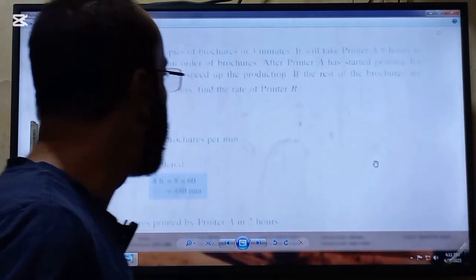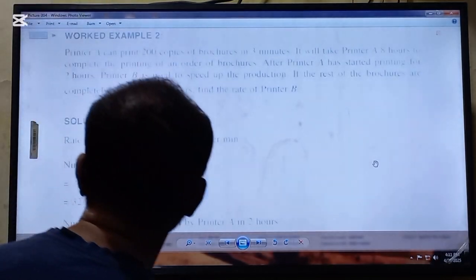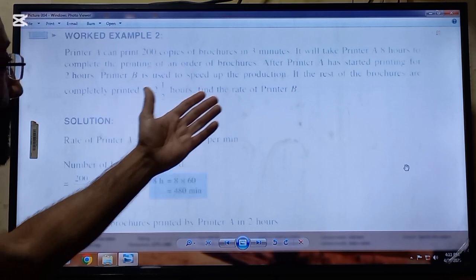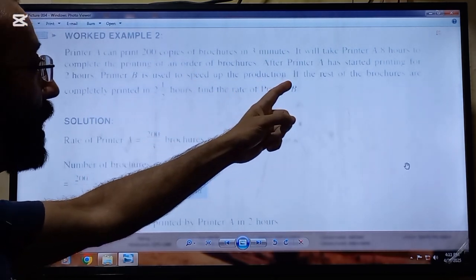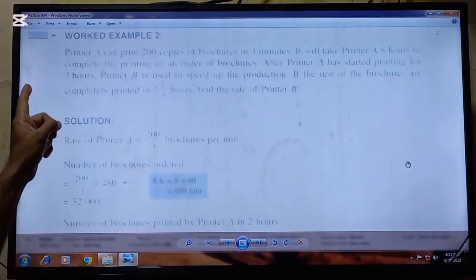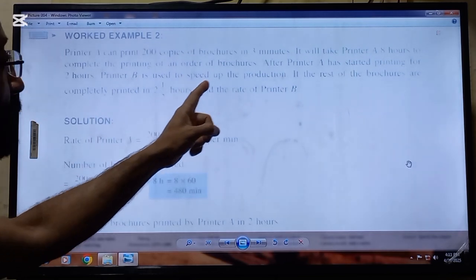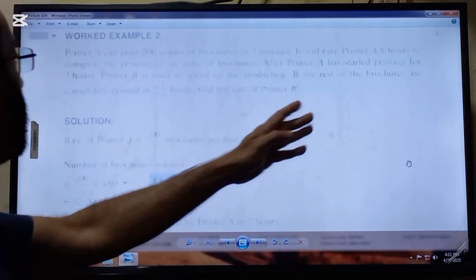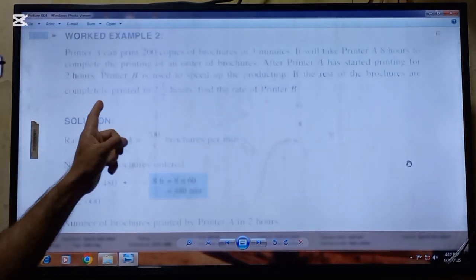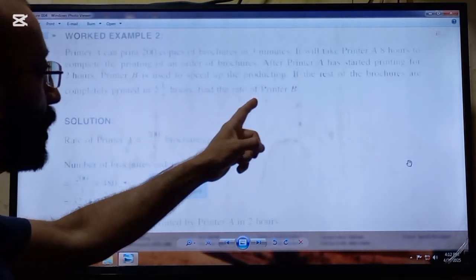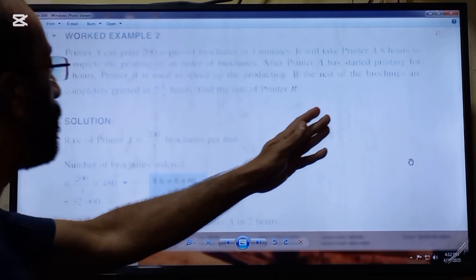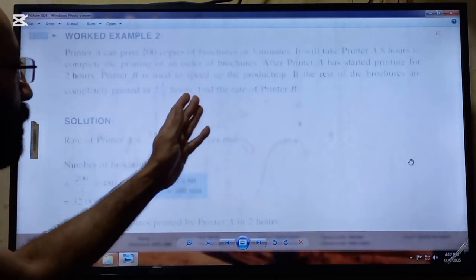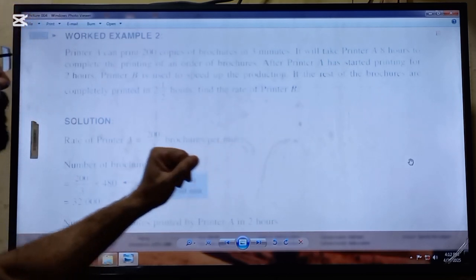Here is another question. The statement of the question is: printer A can print 200 copies of brochures in 3 minutes. It will take printer A 8 hours to complete the printing of an order of the brochures. After printer A has started printing for 2 hours, printer B is used to speed up the production. If the rest of the brochures are completely printed in 2.5 hours, find the rate of printer B.